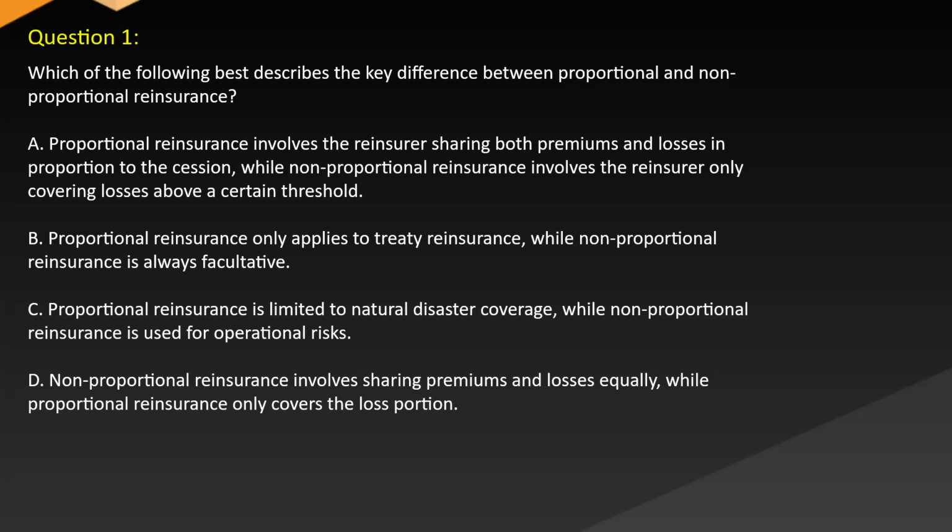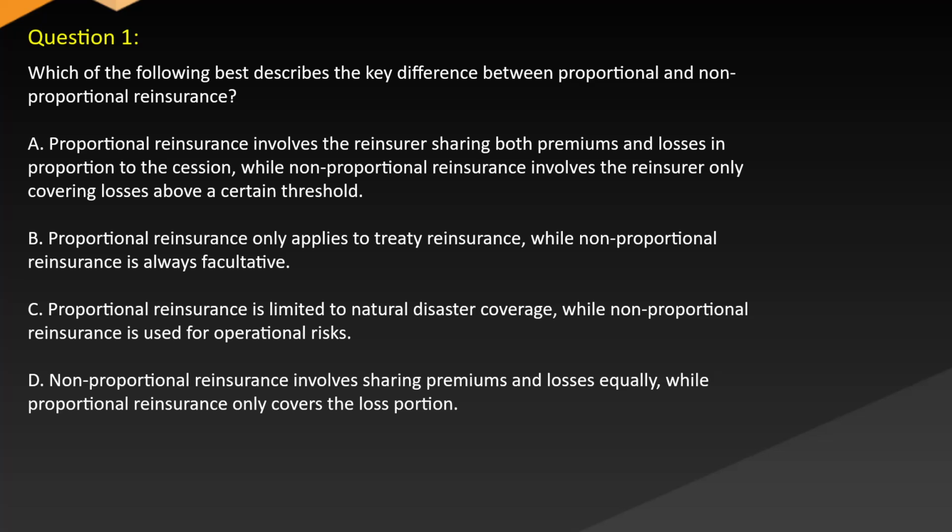Question 1. Which of the following best describes the key difference between proportional and non-proportional reinsurance? A. Proportional reinsurance involves the reinsurer sharing both premiums and losses in proportion to the cession, while non-proportional reinsurance involves the reinsurer only covering losses above a certain threshold.